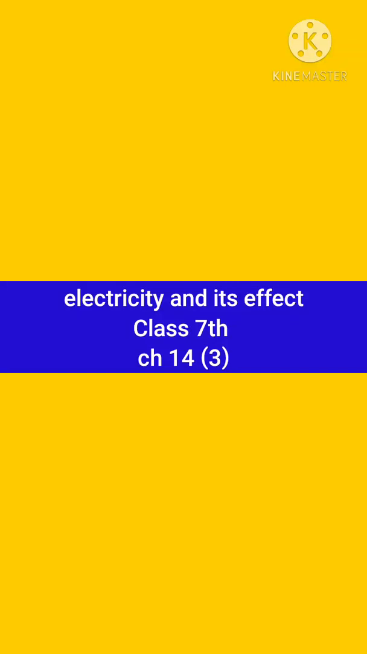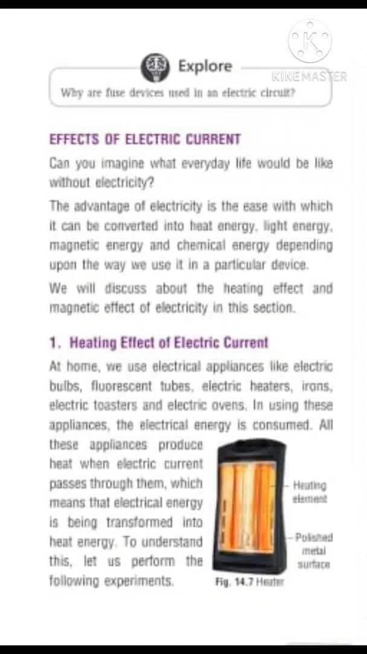Electricity and its effect, class 7, chapter 14, third part. Children, in the last video we understood how electric circuit diagrams are made with the help of electric symbols. Now first let us explore why fuse devices are used in an electric circuit. This is the fuse itself, a safety device, and it protects against electric short circuiting.